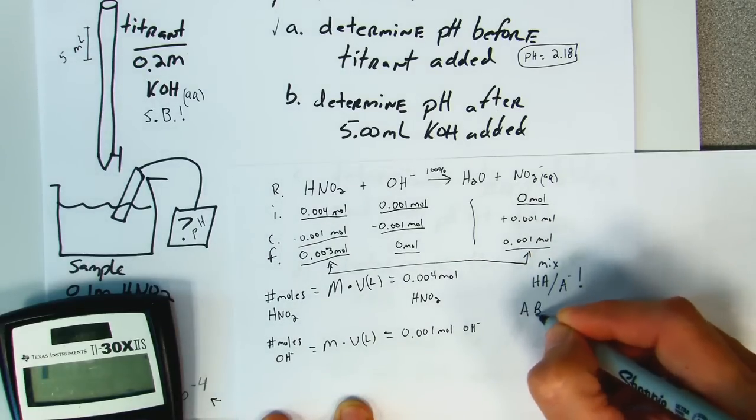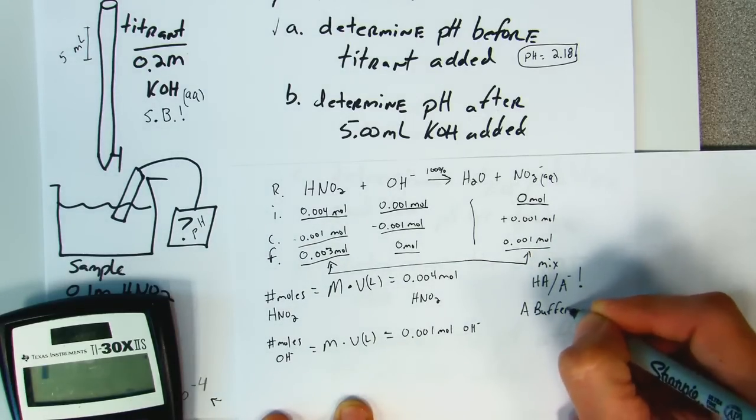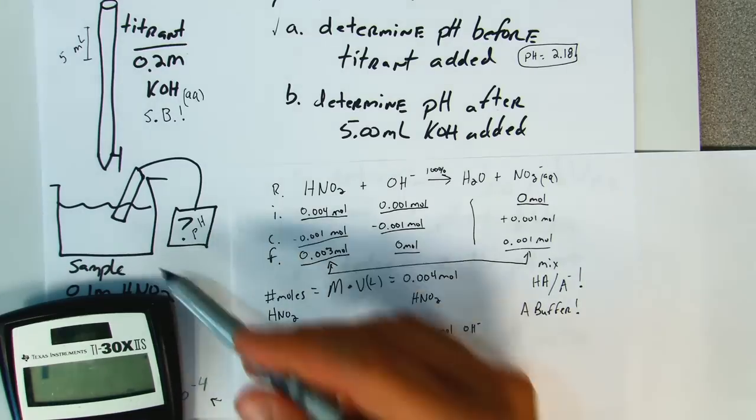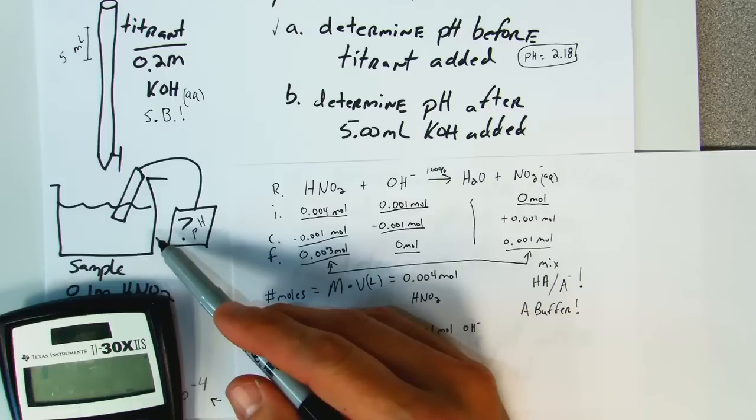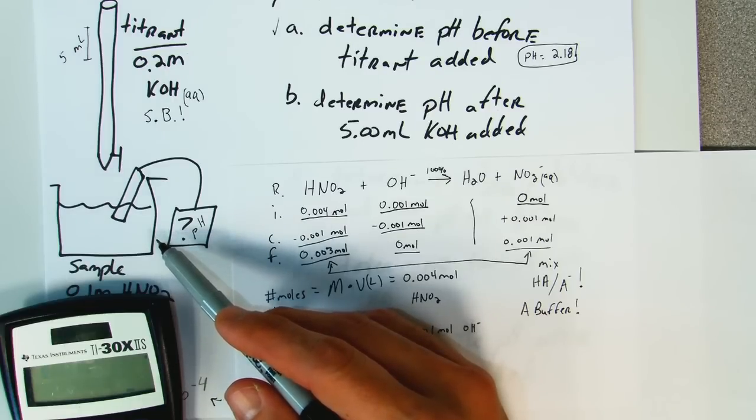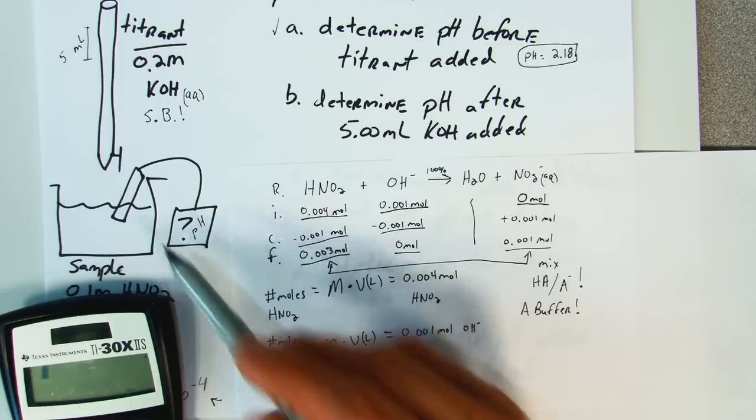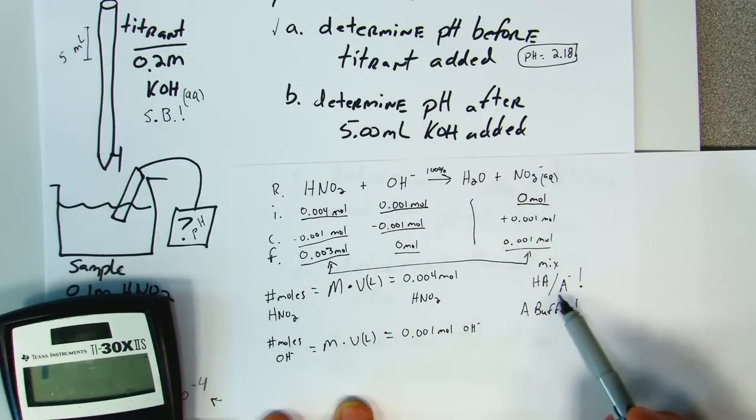This is a buffer. I've made a buffer inside this beaker in situ, what chemists might call it, okay? I've titrated some of my acid to make a buffer solution. And this is actually a really common way that buffer solutions are made. We talked about a buffer being a mixture of the acid and the base, the weak acid and base, and that's certainly true.